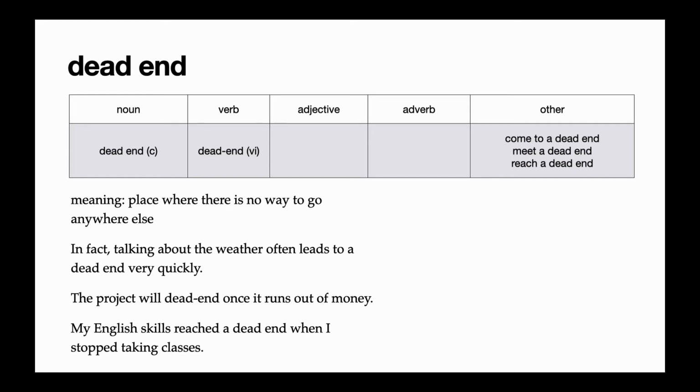In our next example, we see dead end used as a verb. The project will dead-end once it runs out of money. And notice that there is a hyphen in the verb form. In the last example, it says, my English skills reached a dead end when I stopped taking classes. That means you didn't make any more progress. Your skills just stopped going anywhere. In the other column, we see 3 common verbs we often use with dead end. Come to a dead end, meet a dead end, and reach a dead end.